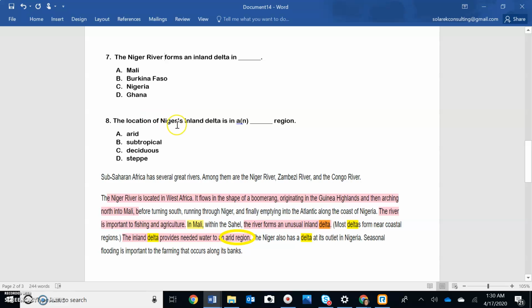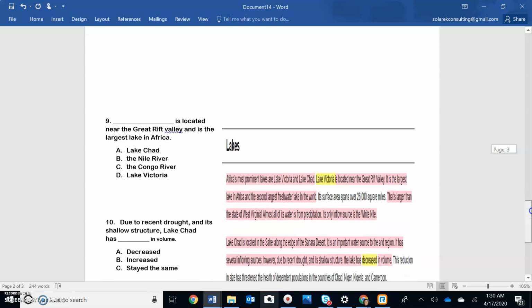Number 8. The location of Niger's inland delta is in what region? Now I circled this one because I didn't get it highlighted in yellow. So what type of region is that delta in? Okay, that's enough help. I'm not giving you more help on that one. Let's look at number 9.